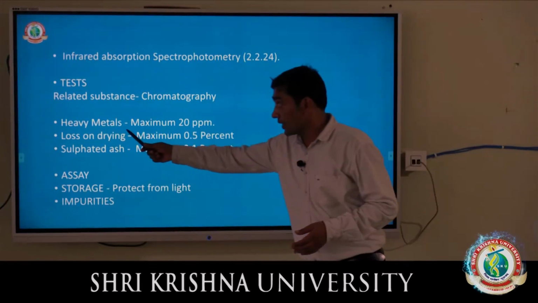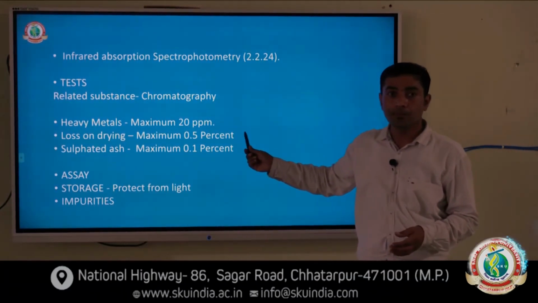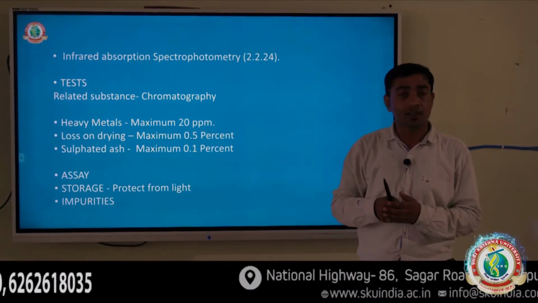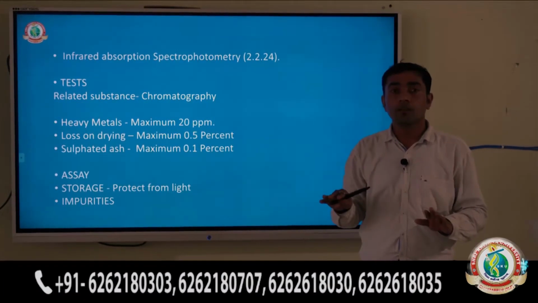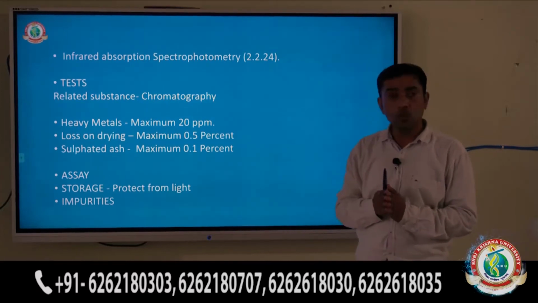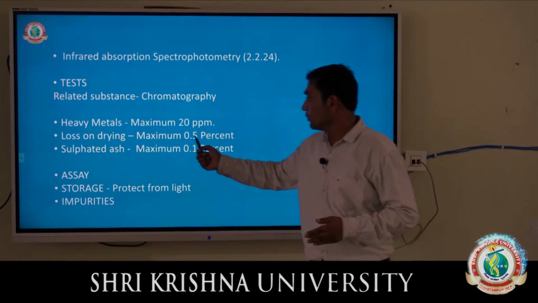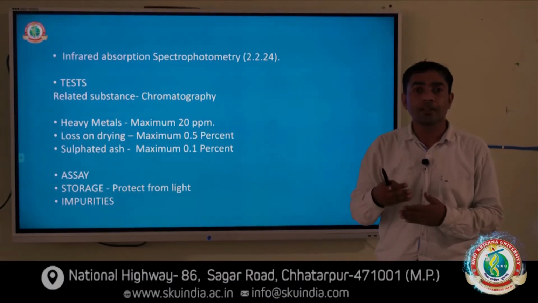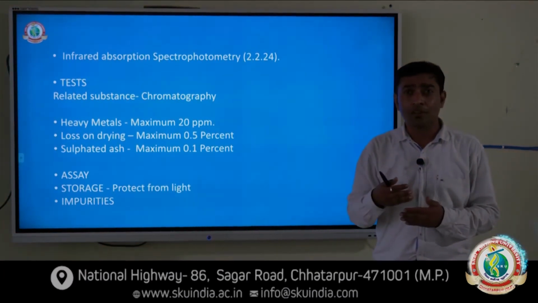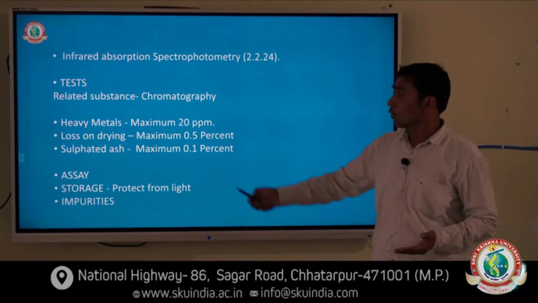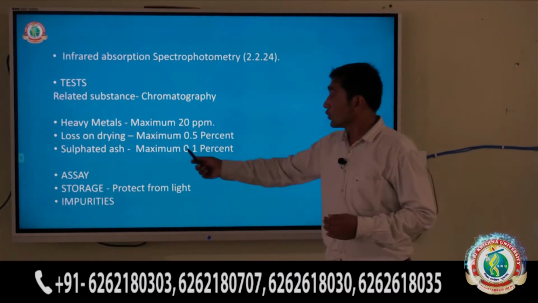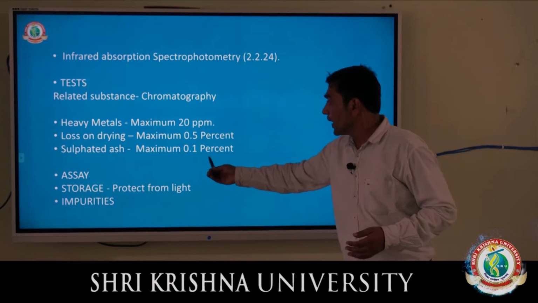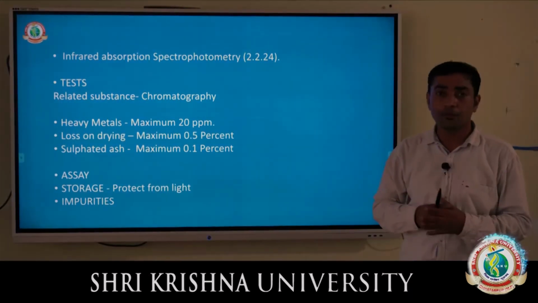So the next test is heavy metals, maximum 20 ppm, parts per million, may be present. If more than 20 ppm heavy metals are present in the drug paracetamol, it would not be considered fit to be used for human beings. Next is loss on drying, maximum 0.5%. Loss on drying particularly refers to volatile material, volatile solvents or water in terms of humidity. So loss on drying should not be more than 0.5%. And sulfated ash, maximum 0.1% sulfated ash may be present in paracetamol.